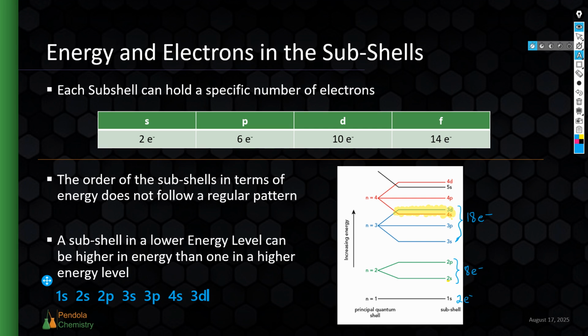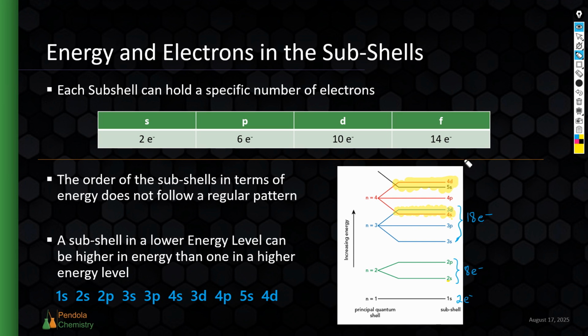Then it starts to go back to normal. You get the 4p. And then you don't get the 4d. You get the 5s. And then the 4d. Because again, if you notice right here, the pattern is yet again interrupted. There is an overlap between the 4d and 5s sublevels. The very top of the fourth energy level overlaps with the very bottom of the fifth energy level. And that means that the order of the energy levels is not what we expect.